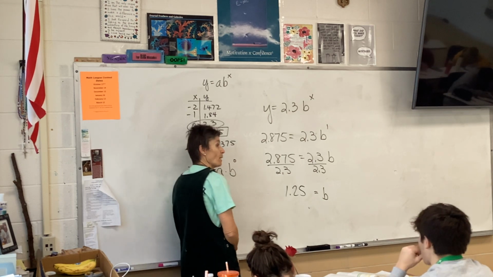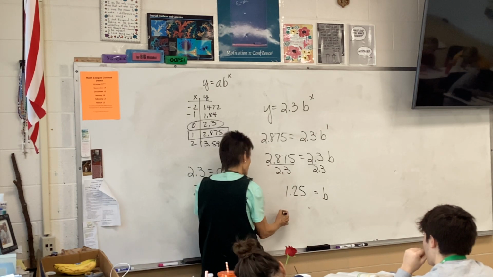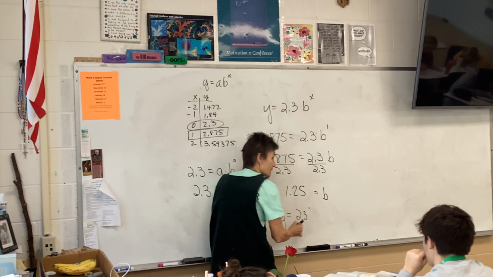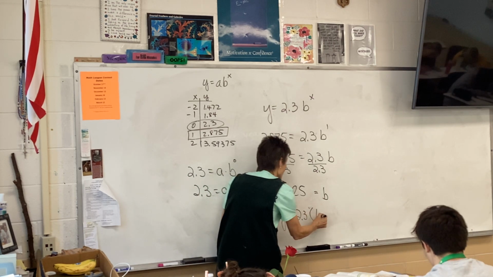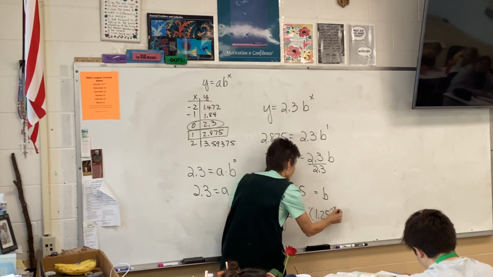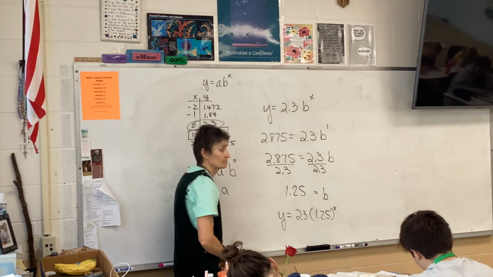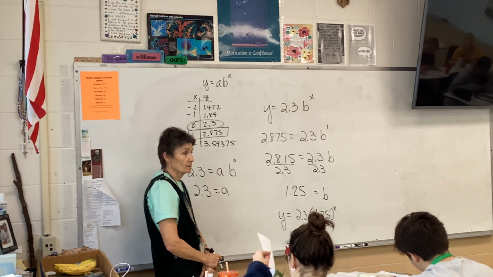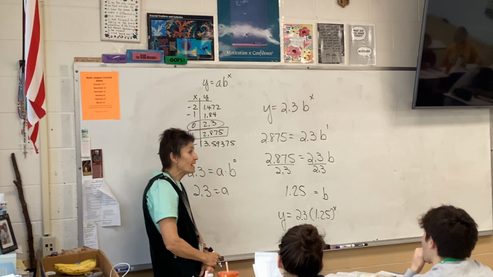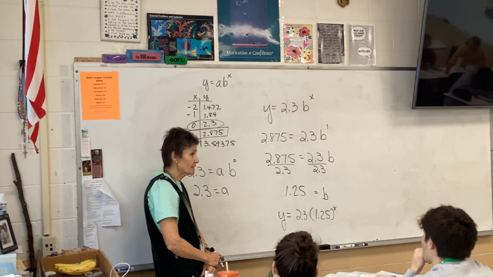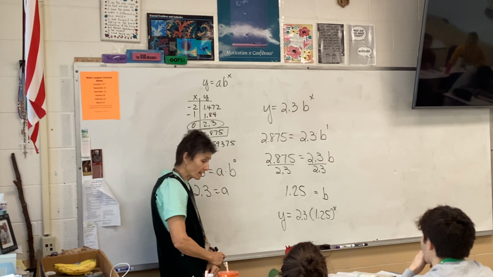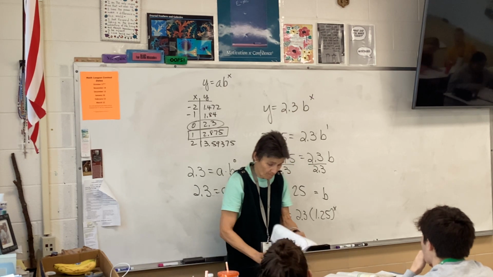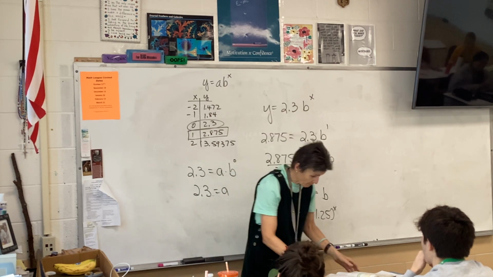So then I'm ready to write my equation. So my equation is y equals 2.3 times 1.25 to the x. Does that look vaguely familiar to what we did yesterday? We're not gonna be panicked just because we got a different format.